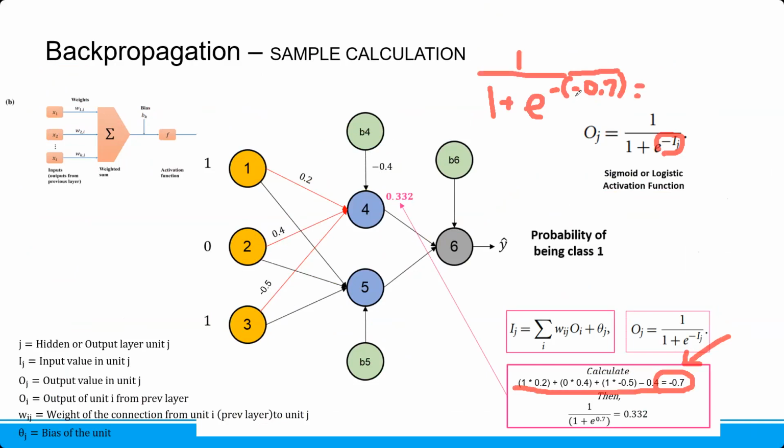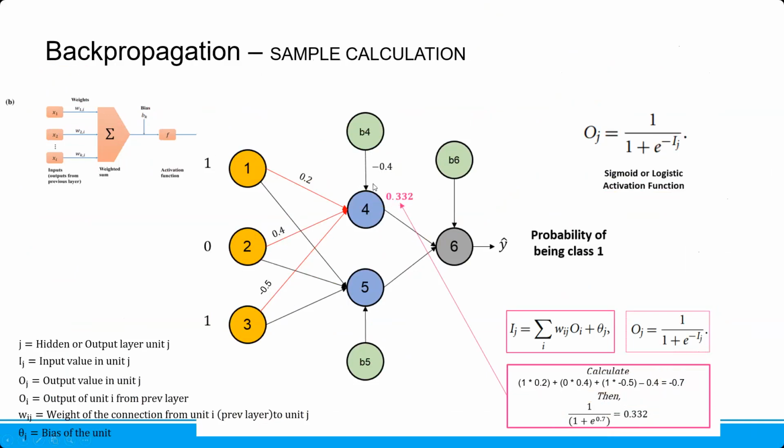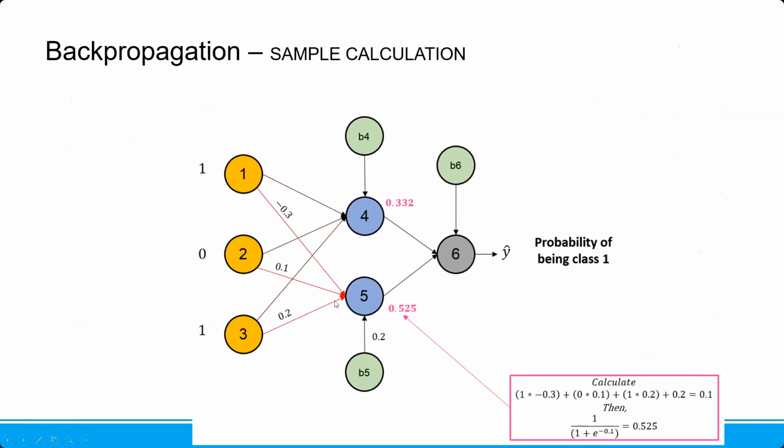Minus and minus becomes positive. So you will see it will be 1 divided by 1 plus e power of 0.7. Then the result is 0.333, and you put that the output in this node is 0.332. After you do the same with node number 5, you can get the value 0.525.